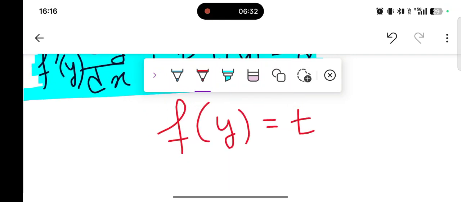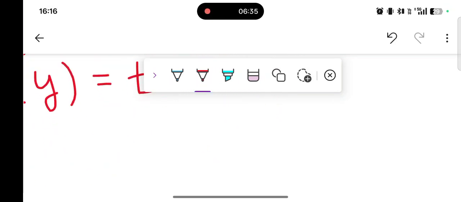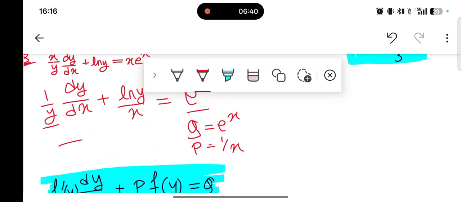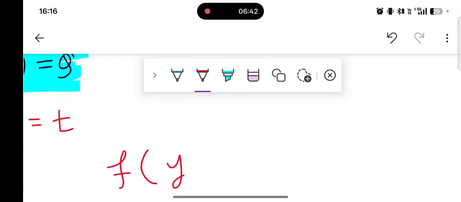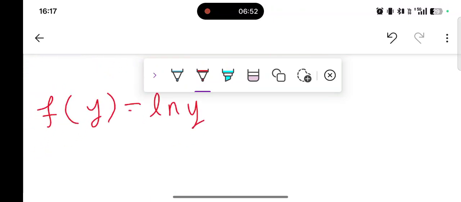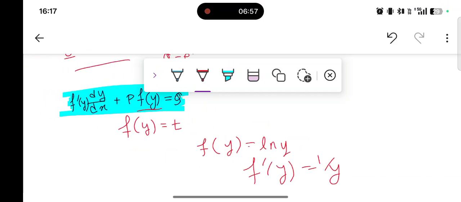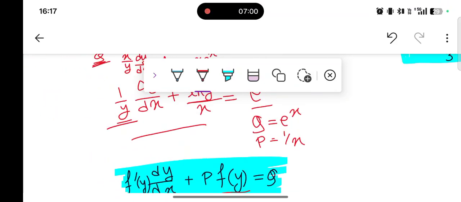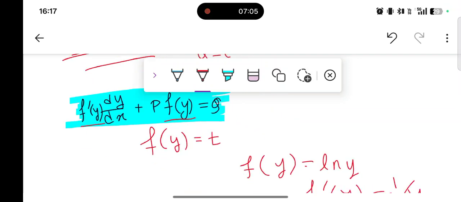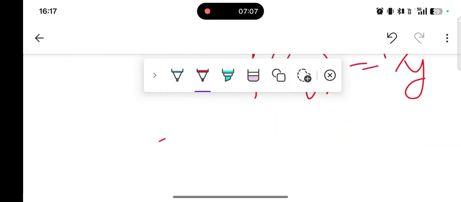So basically in that case we have to take something like f y. You can see, if I am comparing this and this equation, then we can say that f y is nothing but ln y, because p is 1 by x. So what will be our f dash y? It should be 1 by y, and here is f dash y, here is 1 by y. Yes, this is the format. So now we can take the substitution, which is f y is t.